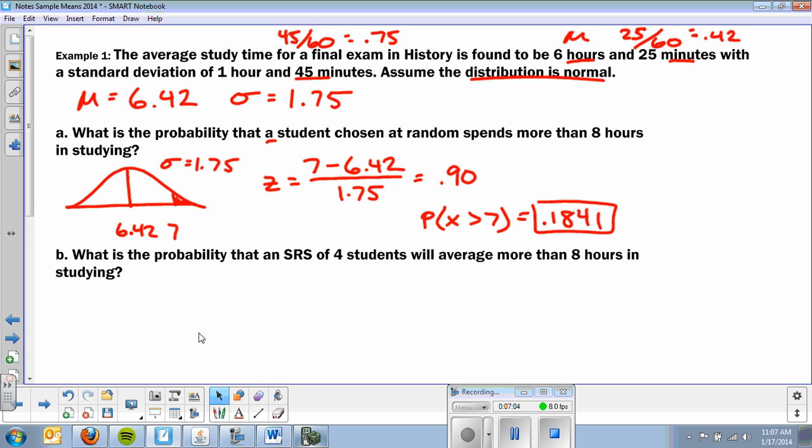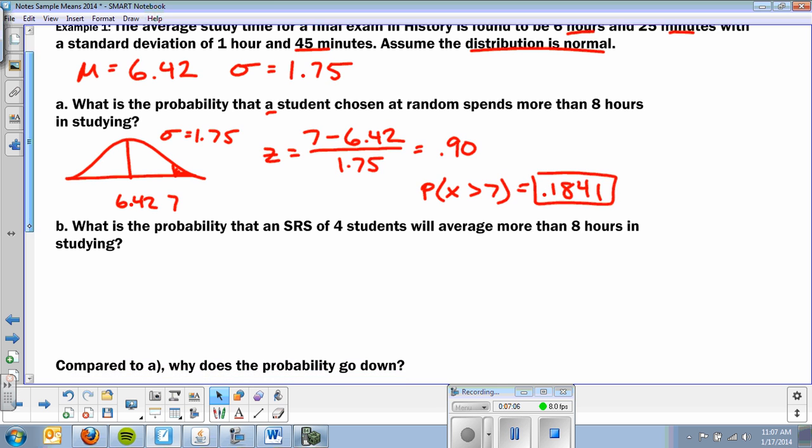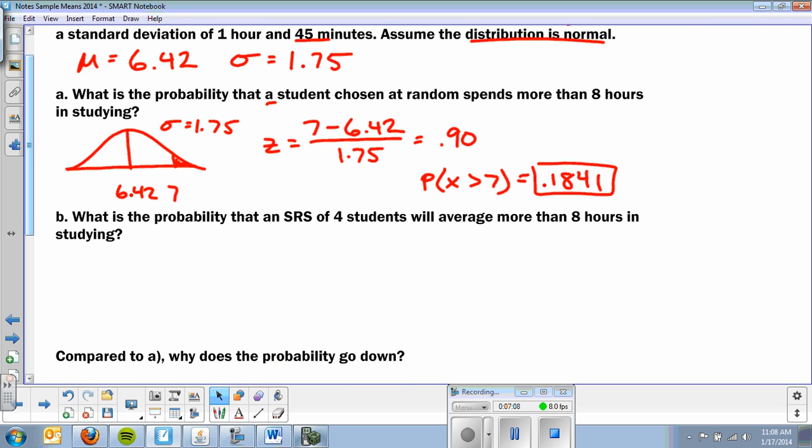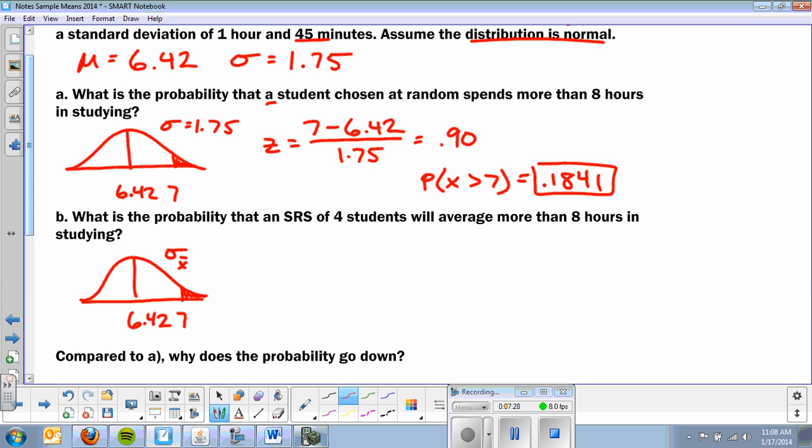Okay, now we're going to ask almost the same question, but we're going to make a slight change. What's the probability that a simple random sample of 4 students will average more than 8 hours? So, again, we know that the sampling distribution is approximately normal with a mean of 6.42. We know that the mean of the sampling distribution is the same as the mean of the population. We want to know 7 or more, but in this case, we're dealing with the standard deviation of x bar because we now have an n equals 4.